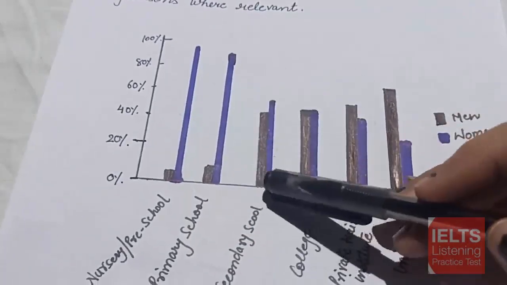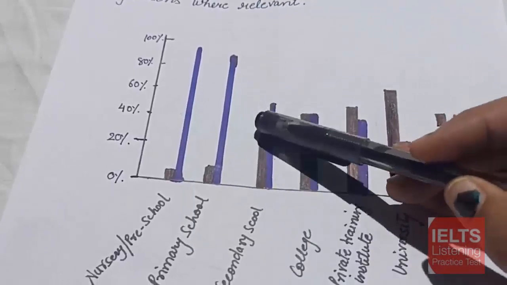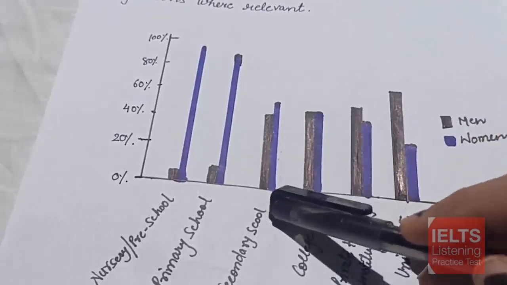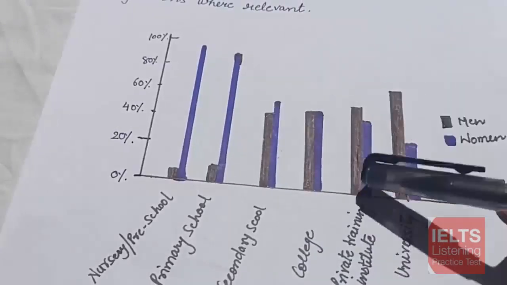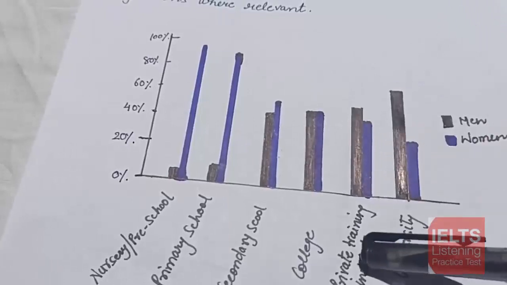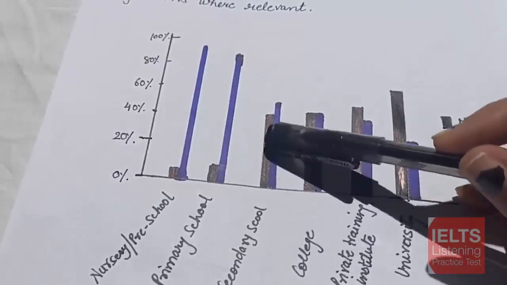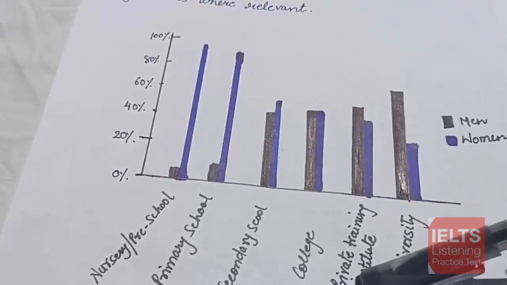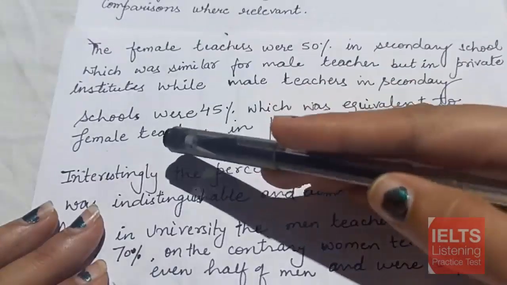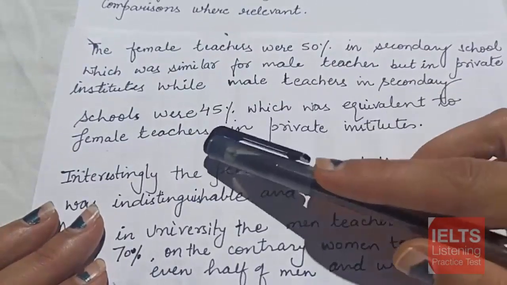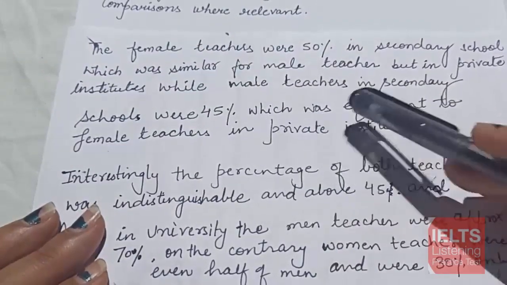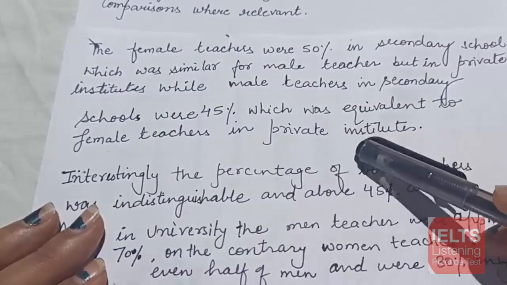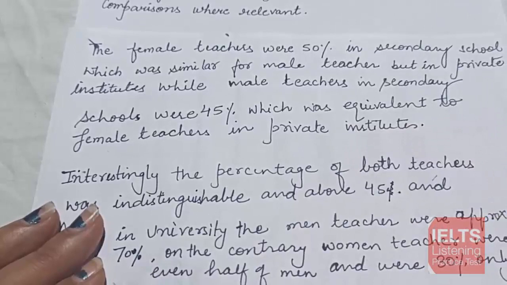See what happened here, men are and here women are same. So what is happening in secondary school, the percentage of women is similar to percentage of men in private training, and the percentage of men in secondary school is similar to percentage of women in private training. So we will write that while male teachers in secondary schools were 45%, which was equivalent, means which was similar to female teachers in private institutes, and I have shown this to you earlier.